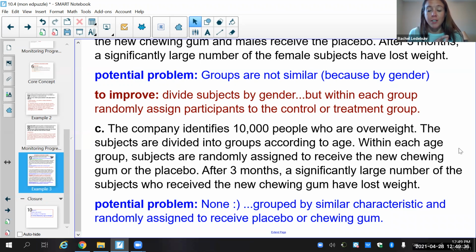We grouped by similar characteristics. We randomly assigned within the groups. We had 2 groups. We had our control group and our treatment group. So absolutely, we are able to then conclude causality and say, well, okay, if a significantly large number of subjects received that chewing gum and lost weight, we can then conclude causality that it was because of the gum. Pretty cool. Okay. If you have questions on that, drop it in the Edpuzzle.